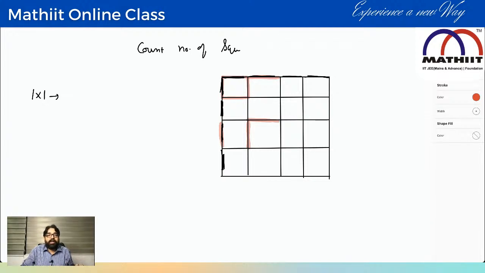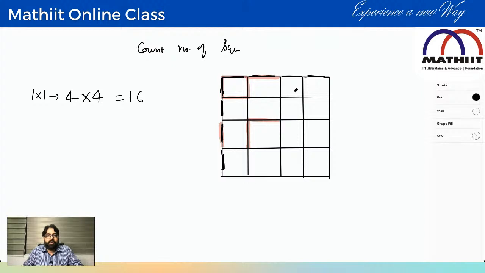So 1 into 1. We'll say that I need one horizontal side. One horizontal side I can select in 4 ways, and one vertical side in 4 ways. And the total of 16, 1 into 1 squares will be there. And you can also manually count it here.